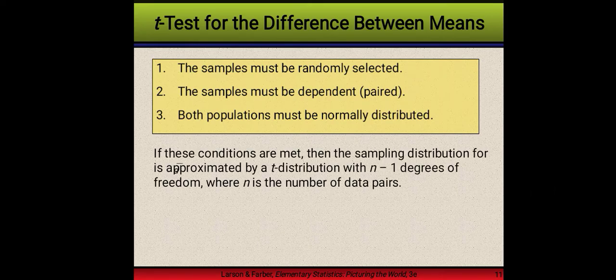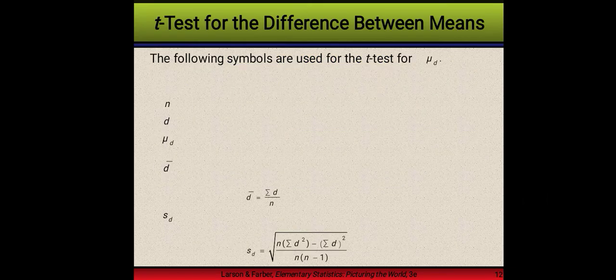If these conditions are met, the sampling distribution is approximated by a t-distribution with n minus 1 degrees of freedom, where n is the number of data pairs. N is represented by the data pairs. This is a representation of the graph of the null hypothesis, and the t-test of the null hypothesis and alternative hypothesis.